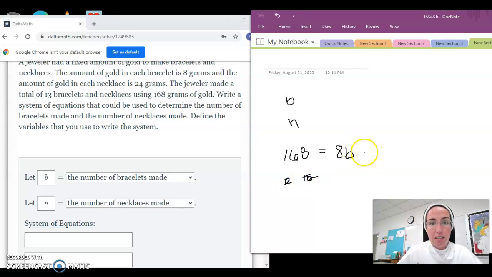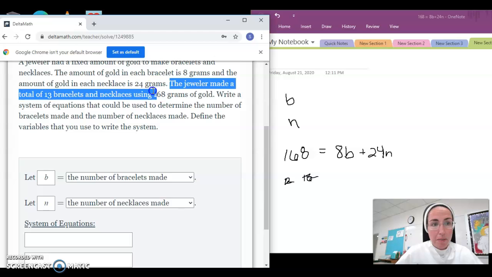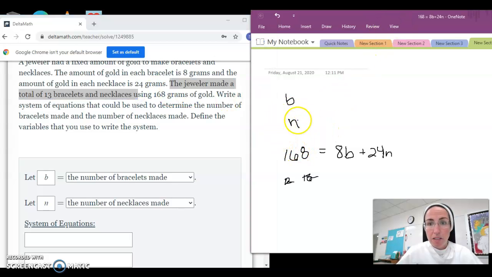How about from the necklace? Well, for every necklace he makes, he uses 24 grams. So 24 times the number of necklaces, N, tells me how much gold came from that. Okay, so that's going to be one equation. The next piece of information we have is that he made 13 bracelets and necklaces. So that means 13 equals the number of bracelets B plus the number of necklaces N.